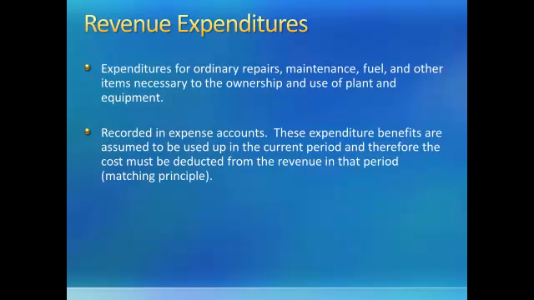A revenue expenditure is one that benefits only the current accounting period. Ordinary repairs, maintenance, fuel, and other items that are necessary for ownership and use of the plant asset and equipment are considered revenue expenditures. Revenue expenditures are expensed in the period in which they are incurred and therefore are matched against the revenue that would be generated from that accounting period. By following the revenue expenditure appropriately, we're achieving the matching principle.